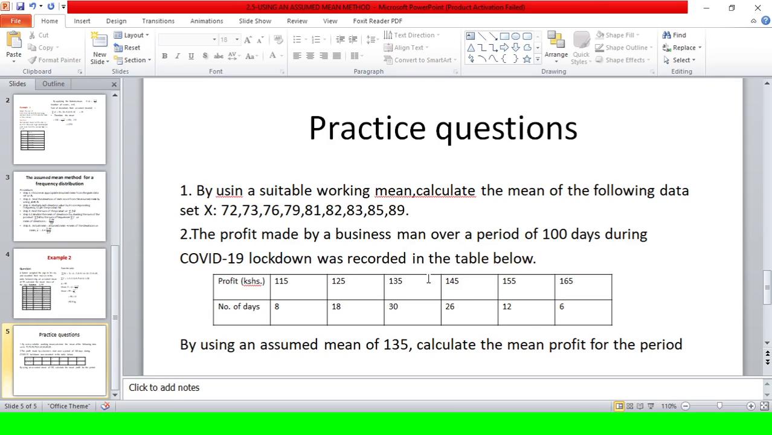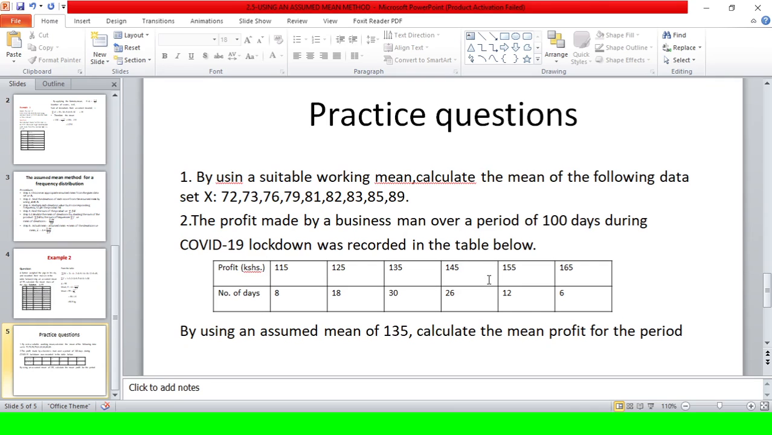Question 2. The profit made by a businessman over a period of 100 days during the COVID-19 lockdown was recorded in the table below. By using an assumed mean of 1.5, calculate the mean profit for the period. So here the instruction is that the assumed mean to be taken is 1.5. You can work on it to enhance your skills on using the assumed mean method to calculate the mean of a data set. So that's all about using the assumed mean to calculate the mean of a data set.